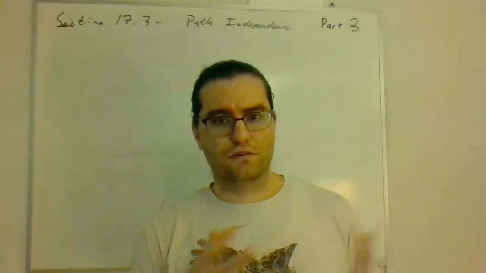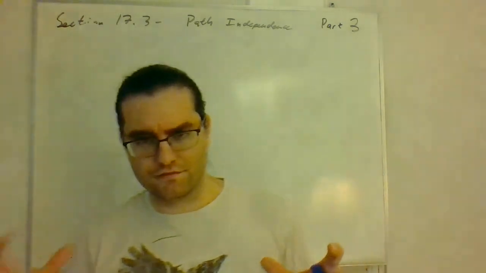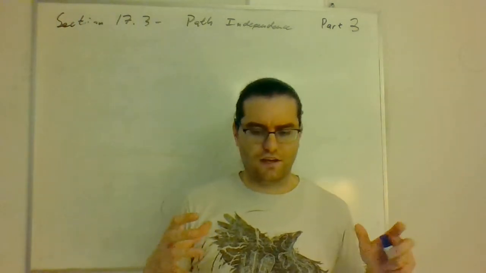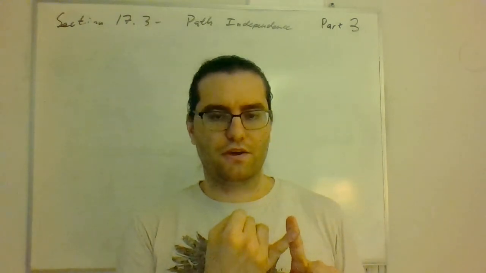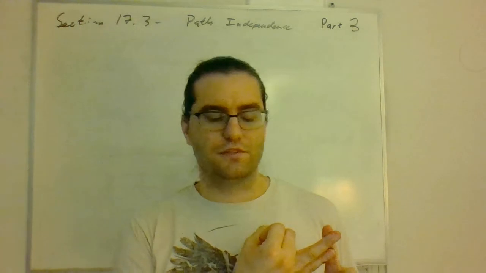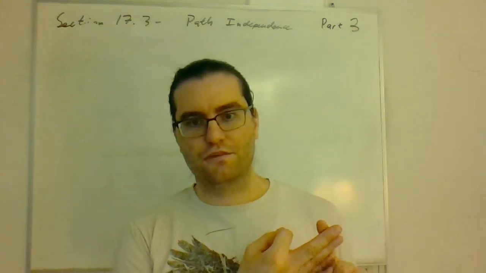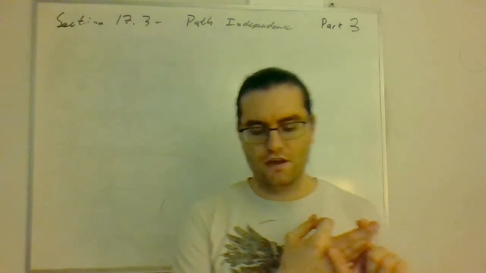Videos 1 and 2 were chunky videos. They were sizable slabs of content, and in them we talked about what path independence means, and we talked about a quick test to determine whether or not something was path independent, and then we talked about if it is path independent, how you can find the potential function whose gradient is that vector field.